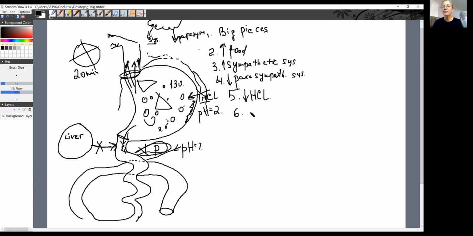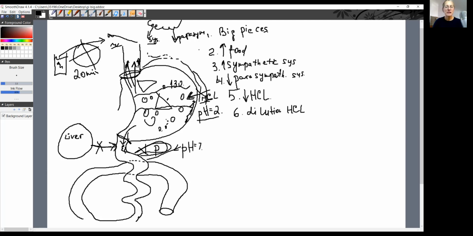Problem number 6, dilution of hydrochloric acid. This is the case when you eat and drink a lot of water. Here is the glass of water. You drink a lot of water, or it could be juice, wine, a lot of beer, or just tea. As a result, you put all of that fluid into your stomach. You pump hydrochloric acid into the stomach, and this hydrochloric acid gets diluted. You do not create a pH of 2. That pH is not created.